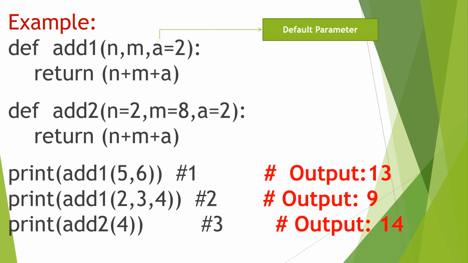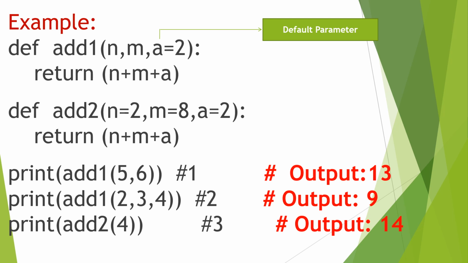A is a default parameter with value 2, while the add2 is having three parameters where all three parameters n, m and a are default parameters. The statement 1 is showing the function call for the add1.